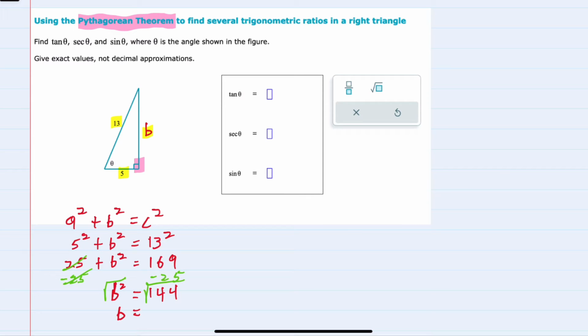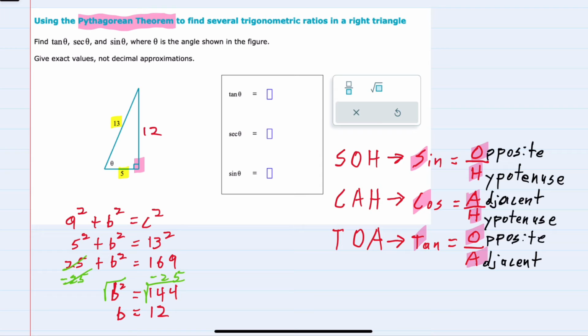B would be the square root of 144, which is 12. Technically plus or minus 12, but this is the length, so we can use the positive. I'll replace B with 12. And now we can find any of the trigonometric ratios by recalling our mnemonic SOHCAHTOA, where sine is the opposite over the hypotenuse, cosine the adjacent over the hypotenuse, and tangent the opposite over adjacent.